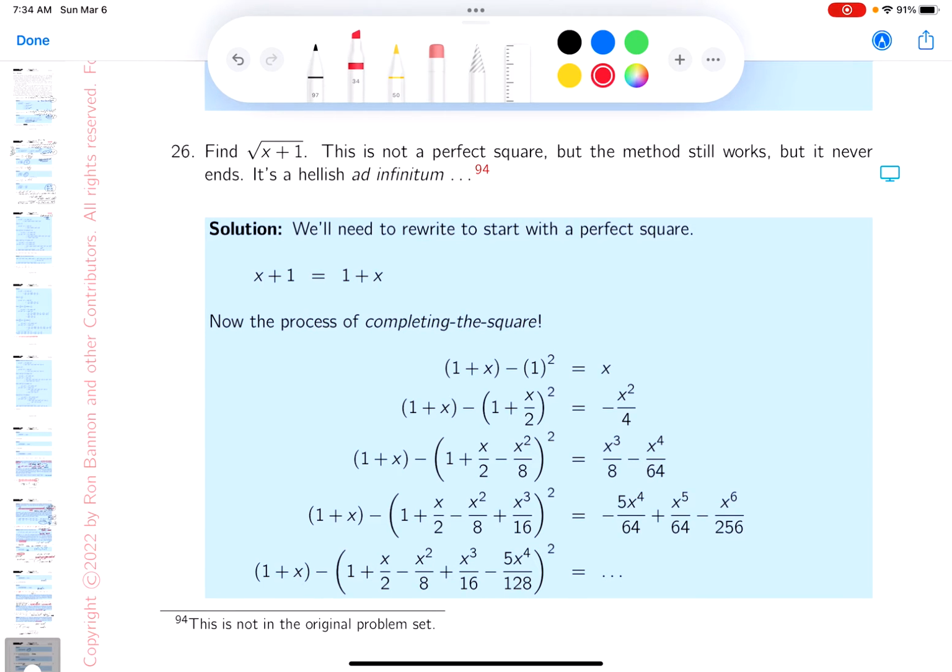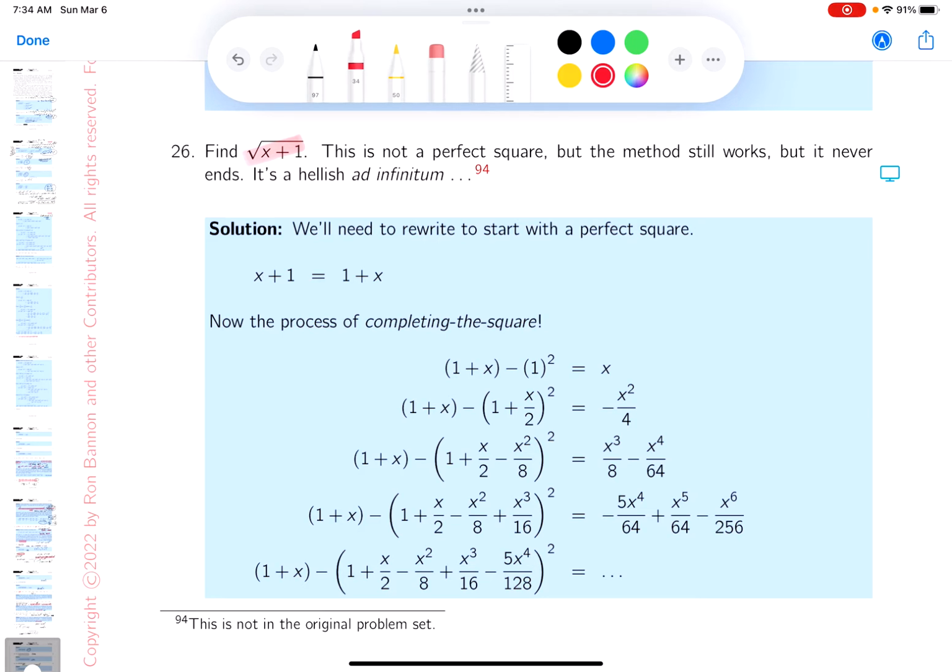Okay, so this is not in the original problem set, but I thought I'd go through it anyway, because it's something that's sort of interesting. It's the root of x plus 1. It's not a perfect square, by the way, but the method still works, right? Even though x plus 1 may not be a perfect square, it still works. However, it is hellish. It goes on forever, right?